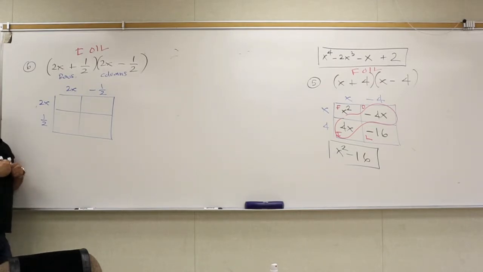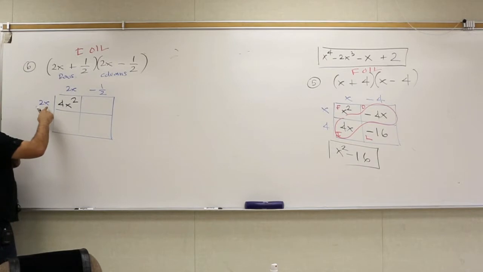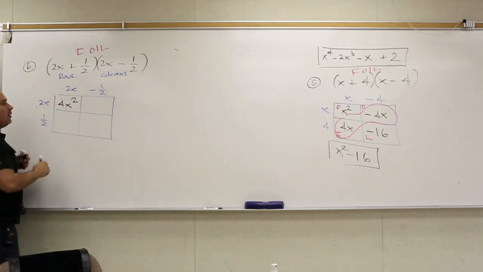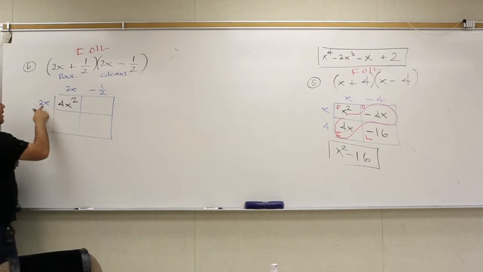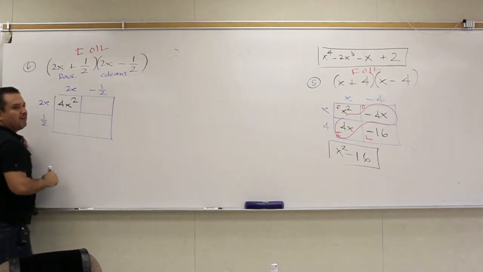What's 2x times 2x? 4x what? Squared. Why? X times x is x squared. 2 times 2 is 4. What about 2x times a negative 1/2? Do you guys know what 2x times negative 1/2 is? I might have to write that down.